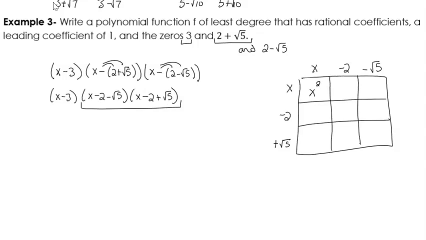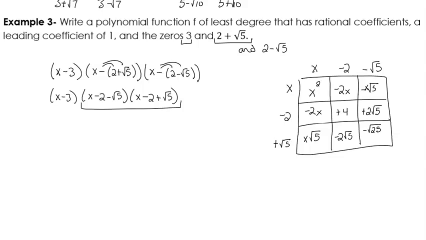Okay, so x times x is x squared, x times negative 2 is negative 2x, x times negative square root of 5 is negative x square root 5, and then negative 2x plus 4, because negative 2 times negative 2, and then negative 2 times negative square root of 5 is positive 2 square root of 5. And then x times the square root of 5. And then negative 2 times the square root of 5. And then negative square root of 5 times negative square root of 5 is negative square root of 25. Oh, sorry. Negative times a positive is negative square root of 25.